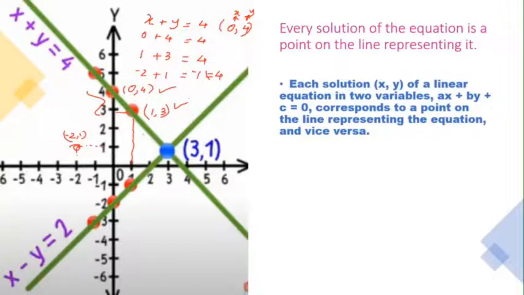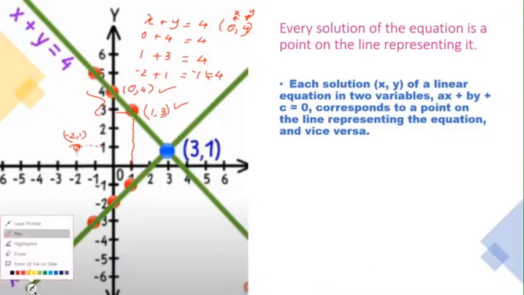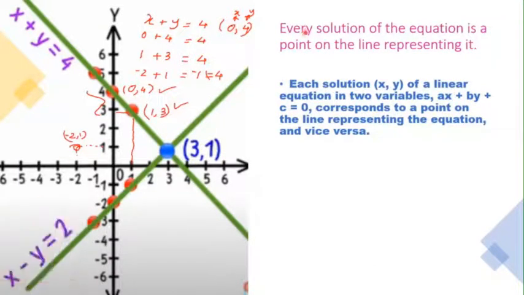So see children, the point that does not satisfy the equation is not lying on this line x plus y equal to 4. So this is what is meant by the first sentence written over here: every solution of the equation is a point on the line representing it. So all the points lying on this line are solutions of this equation. All the points on this line will be satisfying the equation x plus y equal to 4.